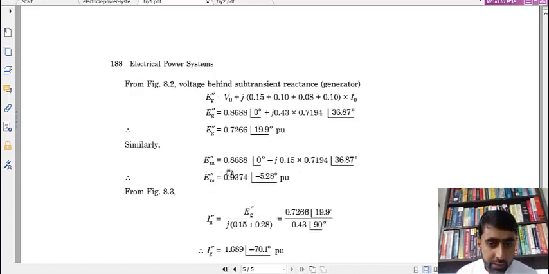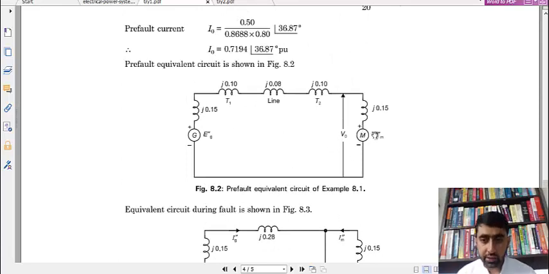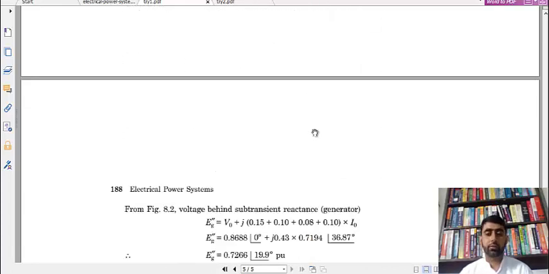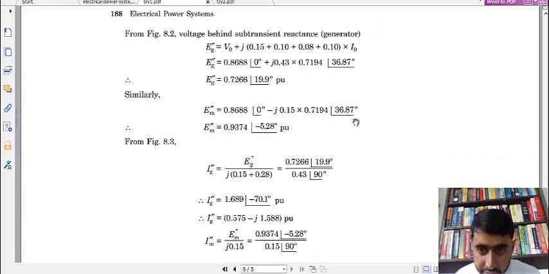Similarly, Em double dash, that is the voltage at this, the voltage before the fault occurs, comes out to be equal to this voltage minus the voltage drop of this, because the current direction is from Eg to this. So it is V0 minus the voltage drop across 0.15. What is given over here is 0.15 multiplied by its current, which is the voltage drop. It comes out to be 0.9375 at minus 5.28 per unit.